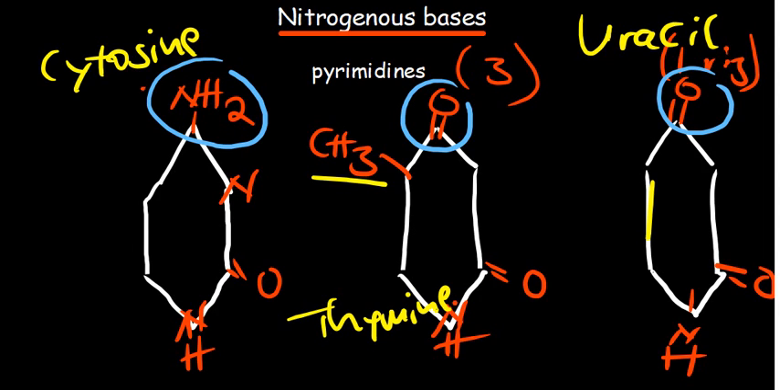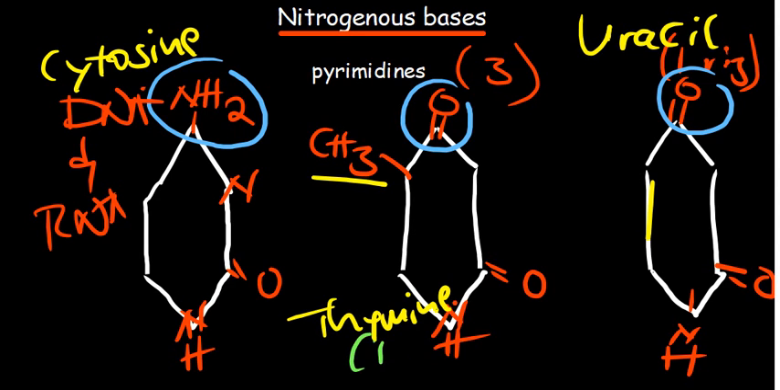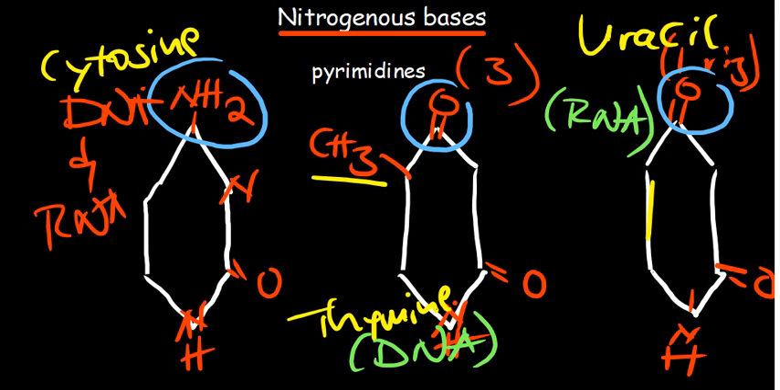So cytosine is found in both DNA and RNA. This one is found in both DNA and what? And RNA. But thymine is only found in DNA structures. Uracil is only found in what? In RNA structures, as we'll get to understand better. So these are basically the different nitrogenous bases that we can talk about.